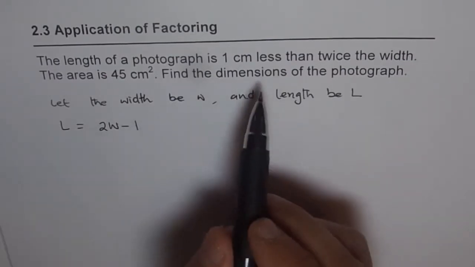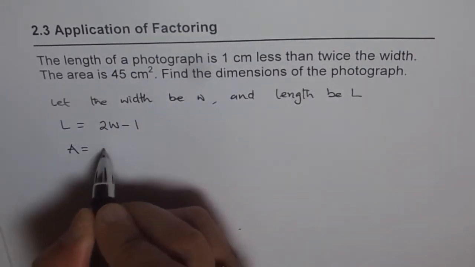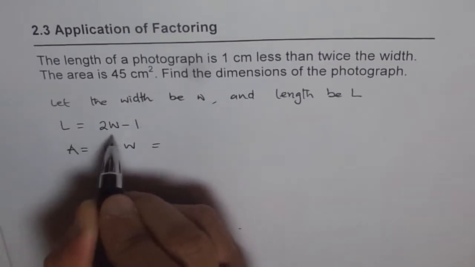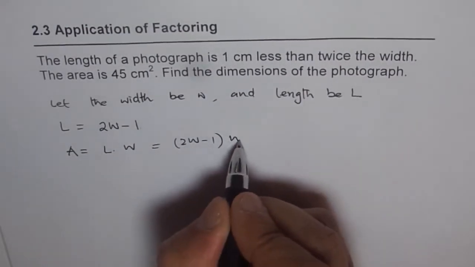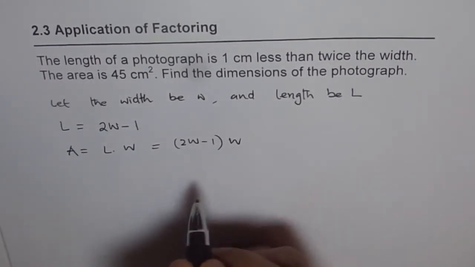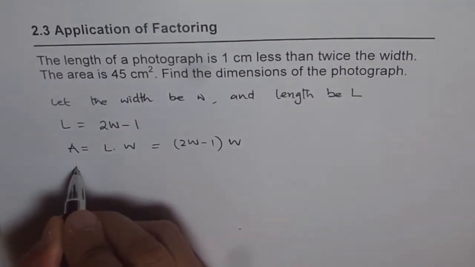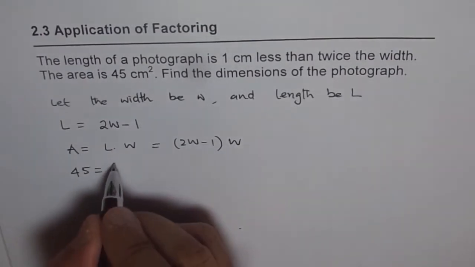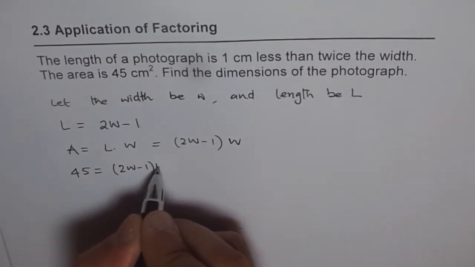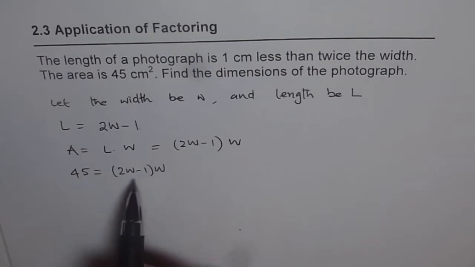What is the area? It says the area is 45 centimeters square. So area is length times width. In our case, length can be written as 2W minus 1, right? So area is 2W minus 1 times W. And what is the area? Area is given to us as 45 centimeters square. We can write 45 is equal to 2W minus 1 times W. So that is the relation.